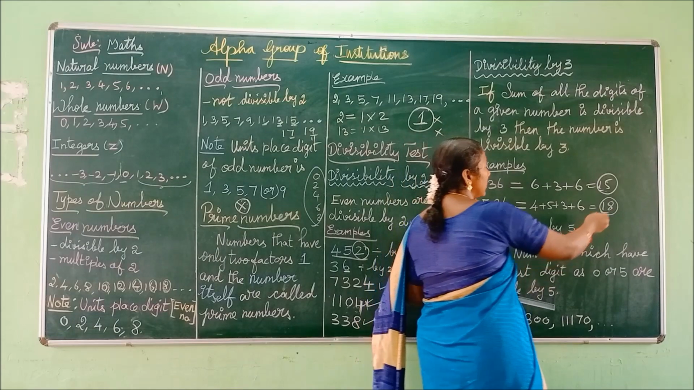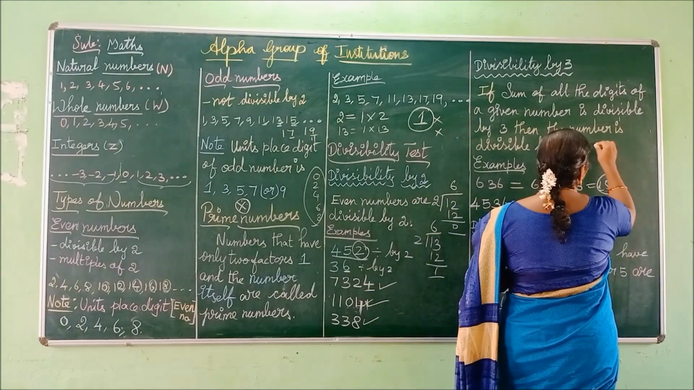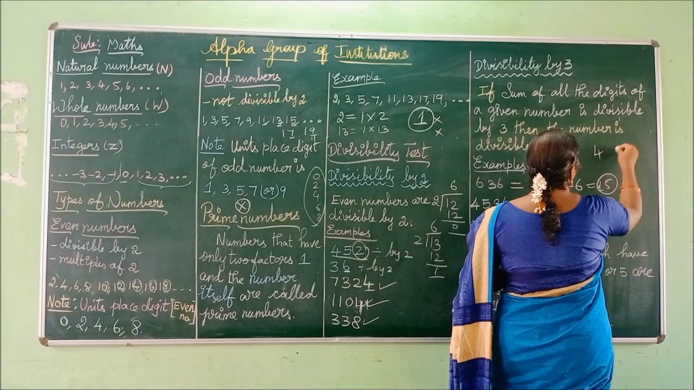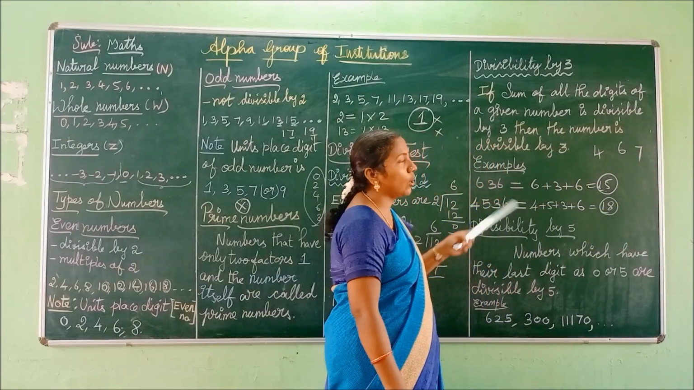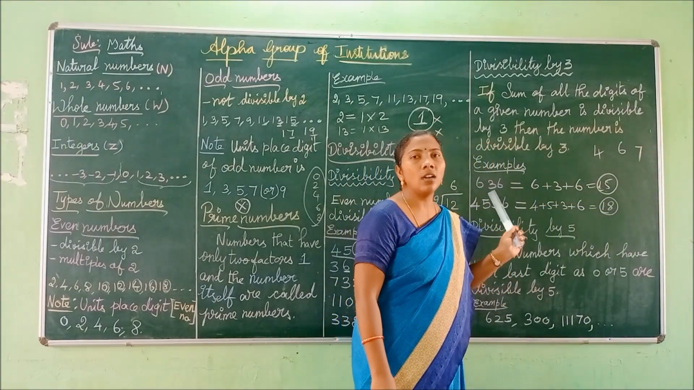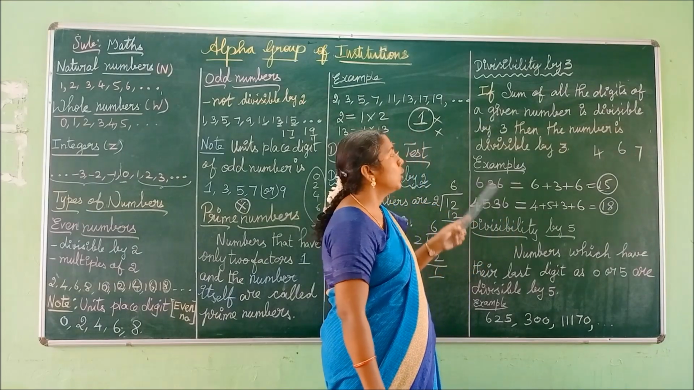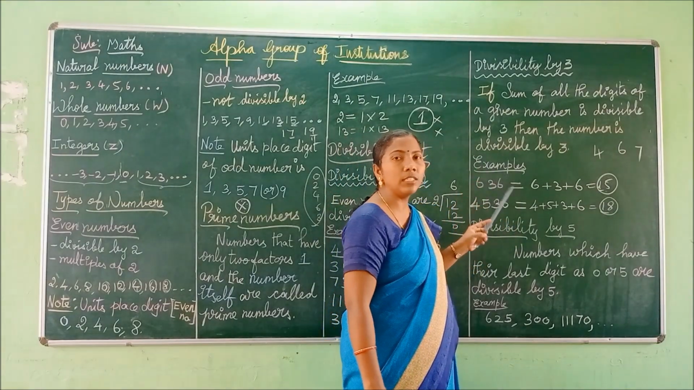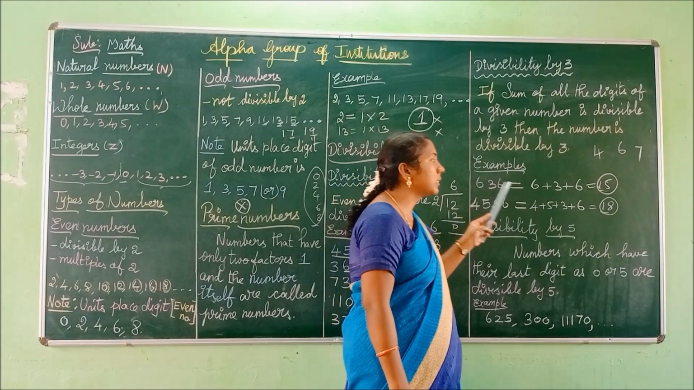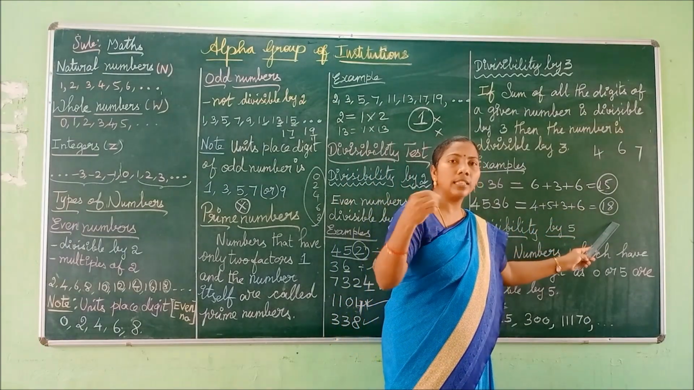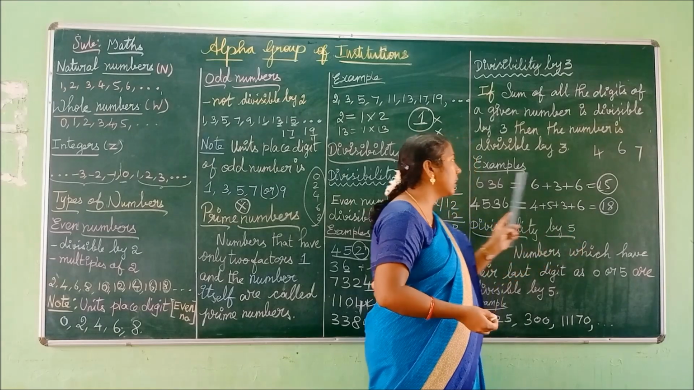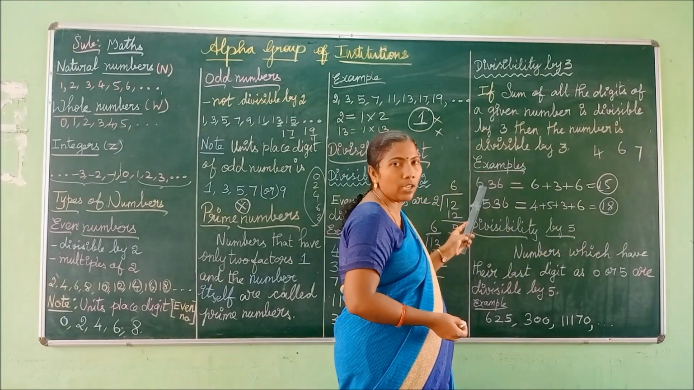Suppose the answer you got does not come in the 3 table, like 4, 6, 7 and so on, then you have to say the given number is not divisible by 3. If you want to check whether the given number is divisible by 3, you have to sum the digits of the given number. If you get an answer which comes in the 3 table, we can say that number is divisible by 3.